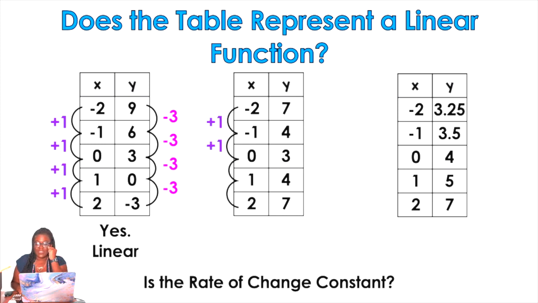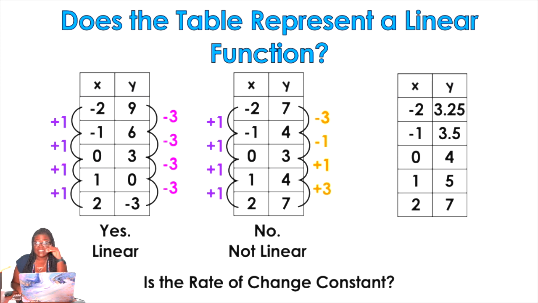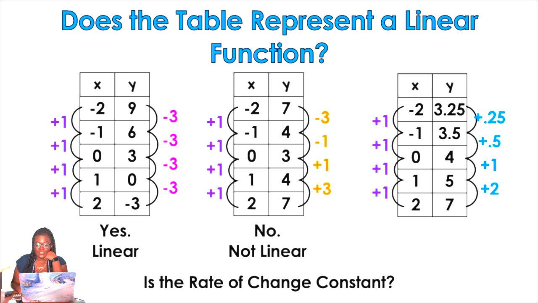So we'll do the next one. Constant rate of change, right? 1, 1, 1, 1, 1. And then we have negative 3, negative 1, plus 1, plus 3. Is that constant? No, so it's not linear. Next, plus 1, great, constant on one side. But what do we have on the other side? Plus 0.25, plus 0.5, plus 1, plus 2. That's not going to work out for us. The middle one is quadratic and the last one is exponential. But that's just free knowledge.